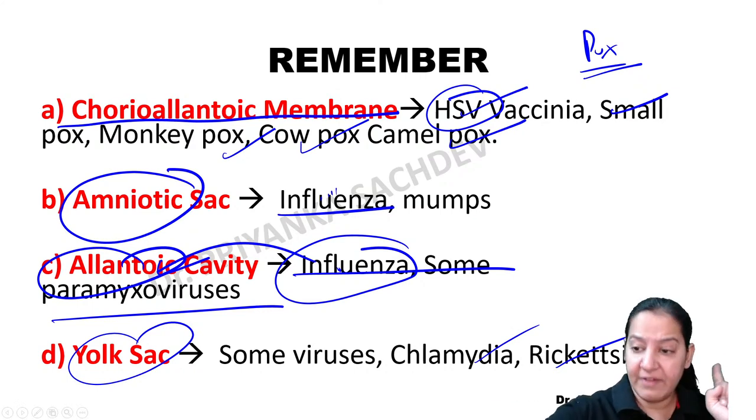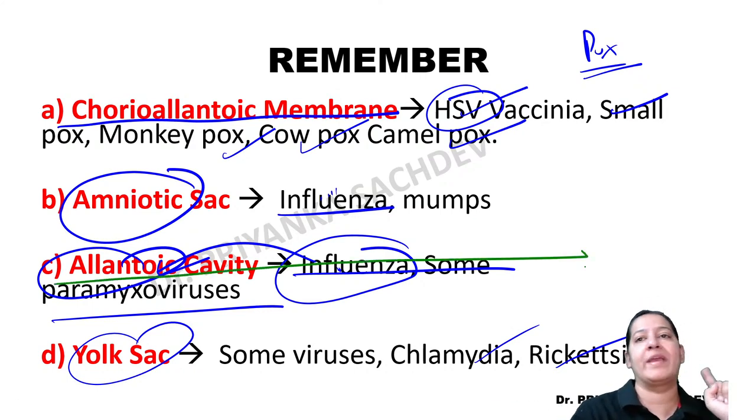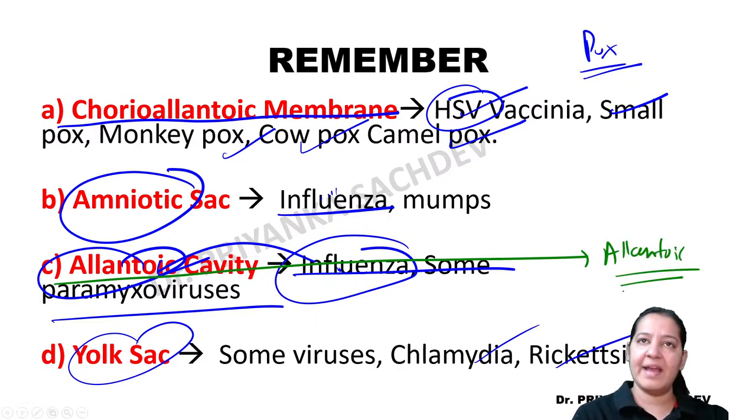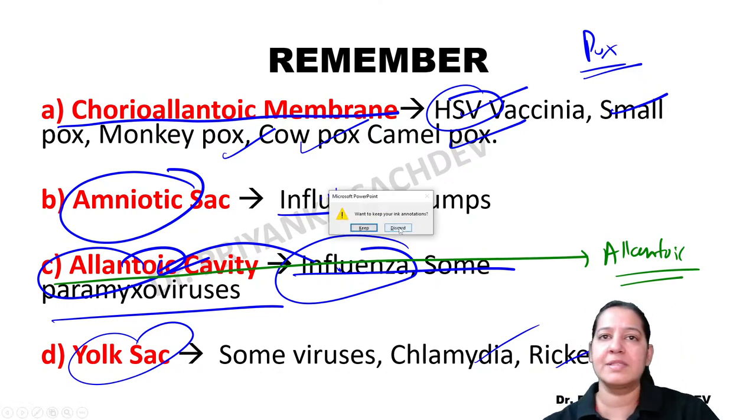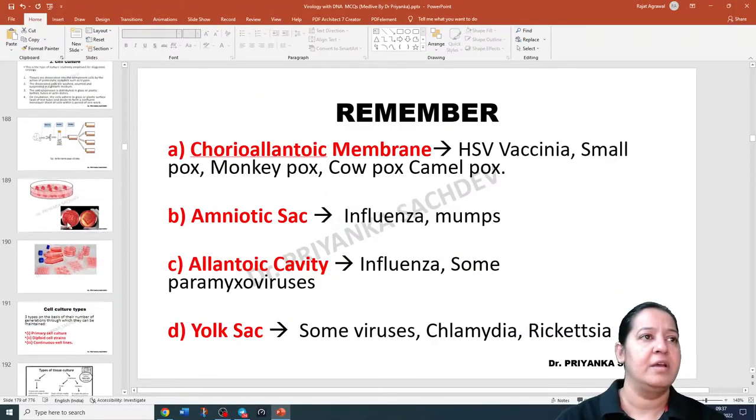That's why in our question, the correct answer is allantoid cavity. We will go for allantoid cavity. So you have to learn this list. Maybe the next question comes on the pox, right? Okay, give me a minute to come to the same question again.